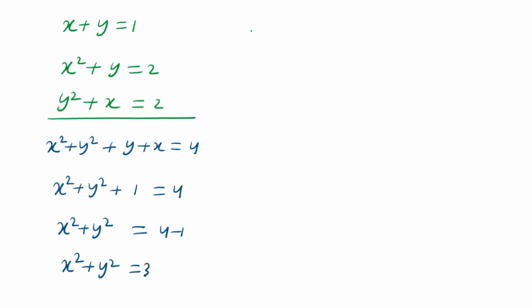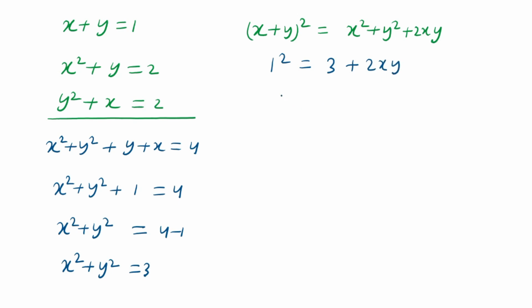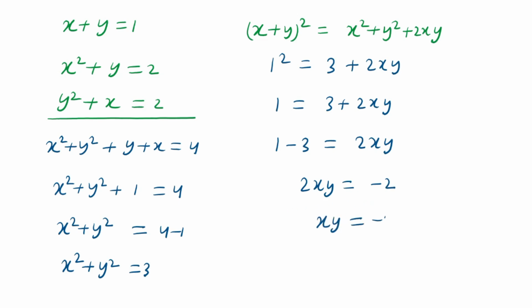And we know the algebraic identity: x plus y whole square equals x square plus y square plus twice of xy. Here the value of x plus y is 1, so 1 square equals x square plus y square, which is replaced by 3, plus twice of xy. 1 square is 1, so 1 equals 3 plus twice of xy. Now we take this 3 to the left hand side, then 1 minus 3 equals twice of xy. Twice of xy equals 1 minus 3, which is minus 2. Now divide both sides by 2, then you will get xy equals minus 1.